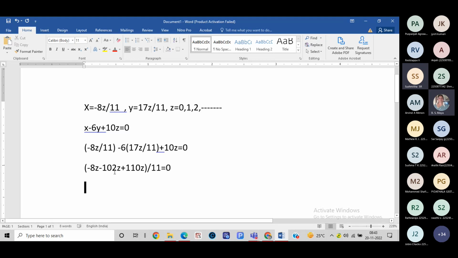So now minus 8z minus 102z is minus 110z, plus 110z, which gives 0 by 11. Correct, right? Whatever I found for x and y gives 0. What do you conclude? That the x and y I found are correct. Yes, it is correct. If you substitute any value of z, we'll get many solutions.